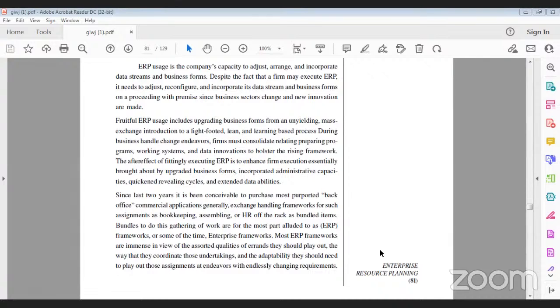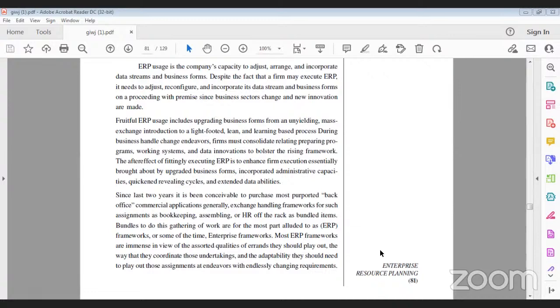qualities and arenas they should perform, what they coordinate, those undertakings, and the adaptability they need to perform those assignments and endure with the endlessly changing environment.